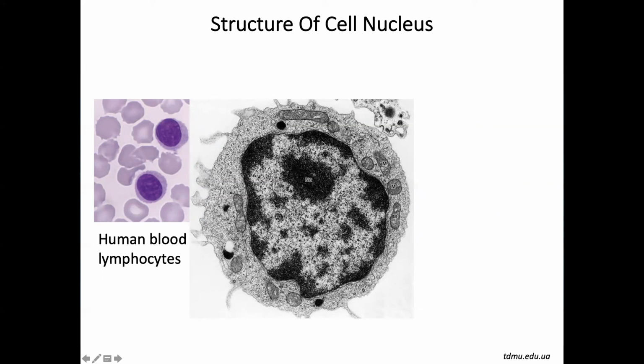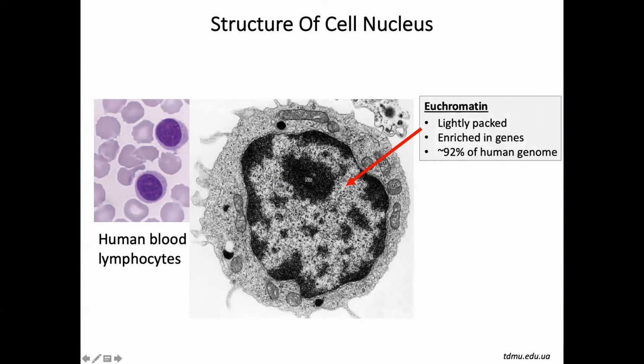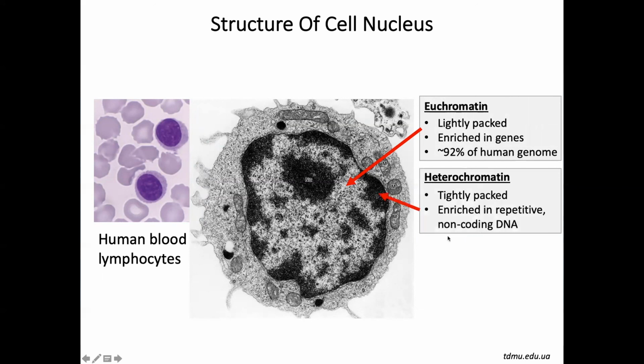Both of these structures actually contain DNA in the form of chromatin. Scientists name the light chromatin, in this light region, the euchromatin, and the dark chromatin the heterochromatin. The heterochromatin is usually located in the perinuclear regions. That's basically the regions surrounding the nuclear membrane, okay? It's called the perinuclear region. And they are tightly packed with chromatin and enriched in repetitive non-coding DNA. There are very few genes located in the heterochromatin region.